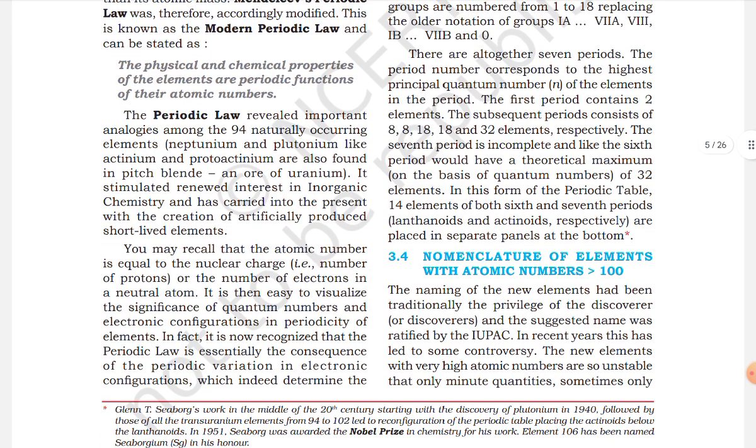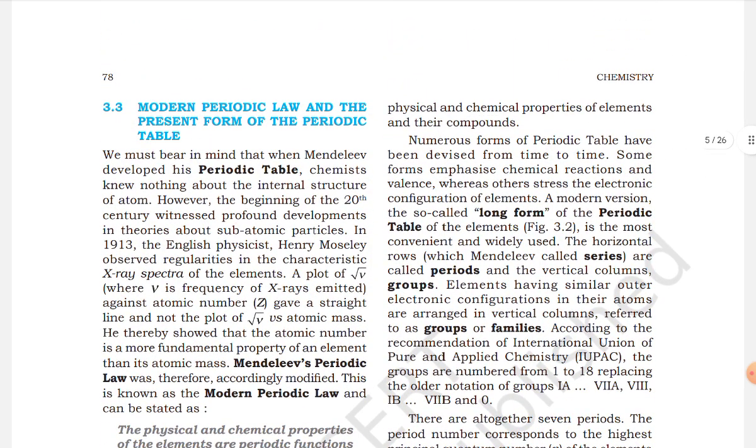You may recall that the atomic number is equal to the nuclear charge, like the number of protons or the number of electrons in a neutral atom. It is then easy to visualize the significance of quantum numbers and electronic configuration in the periodicity of elements. In fact, it is now recognized that the periodic law is essentially the consequence of the periodic variation in electronic configuration, which indeed determines the physical and chemical properties of elements and their compounds.